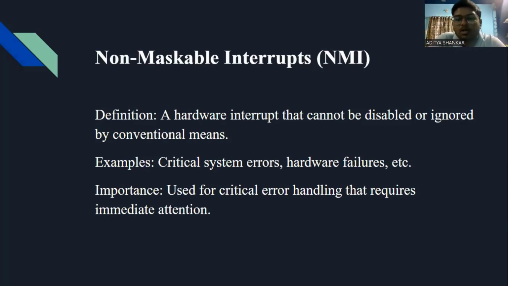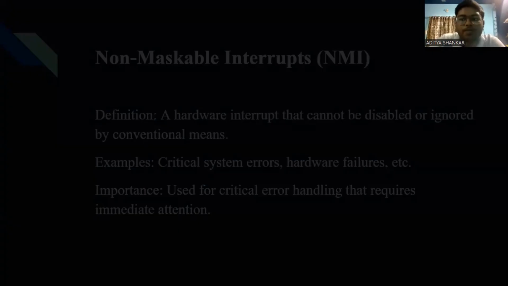The critical system errors and hardware failures are included in this. Basically, if there is a system error or a hardware failure, that is a necessary condition that needs very quick attention of the processor to resolve. So these are non-maskable, you cannot stop these interrupts. These are very crucial for the processor. They are, as I said, used for critical error handling and require immediate attention.